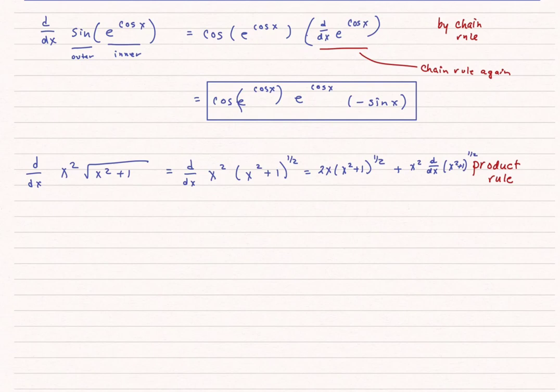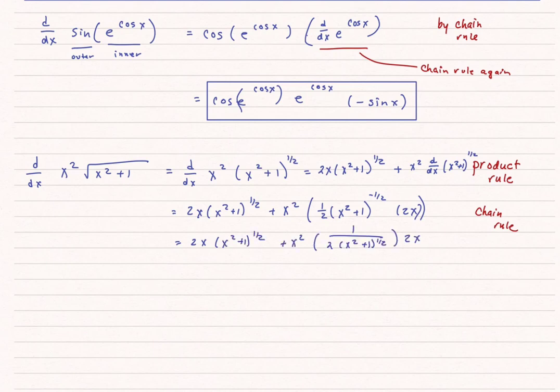So this is fine, except now I need to use the chain rule. The derivative of x squared plus 1 to the 1/2 power is equal to 1/2 times the inside, to the 1/2 minus 1, which is negative 1/2, times the derivative of the inside, which is 2x. And again, I'm fine with it in this form unless we ask for no negative exponents, in which case I would have to rewrite it as such. I could simplify it more, but I'm not going to. And that is the chain rule.